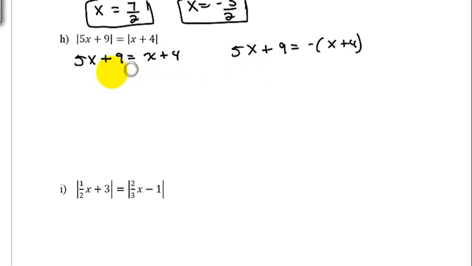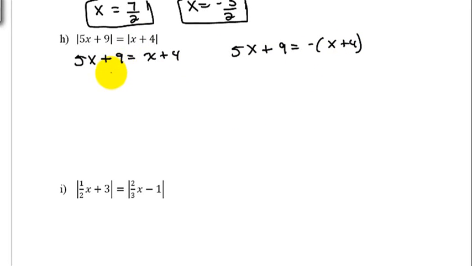One is just to drop out your absolute value bars. The other one is to drop out the absolute value bars but multiply the right-hand side by -1. Just make sure that if there's a bunch of stuff in here like this x plus 4, that you put that in parentheses. So let's go ahead and solve these.